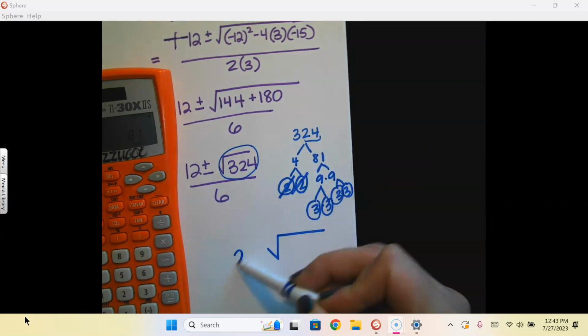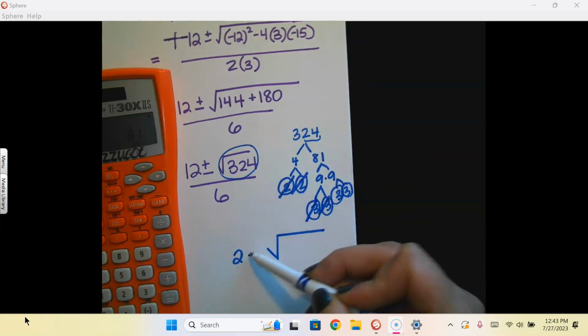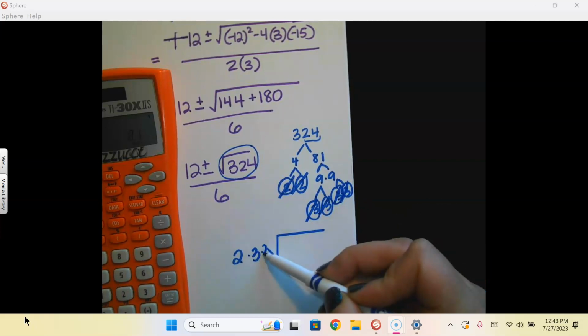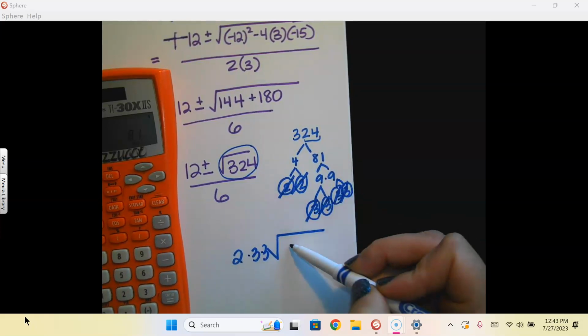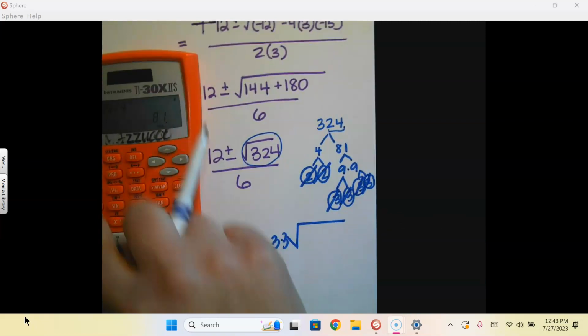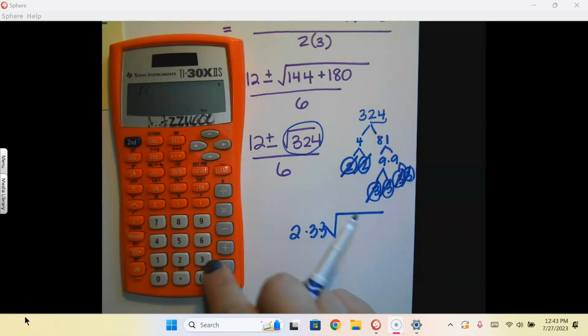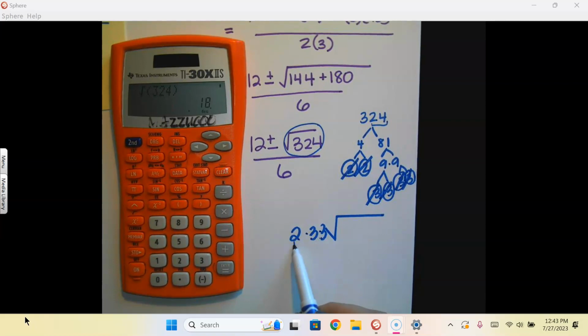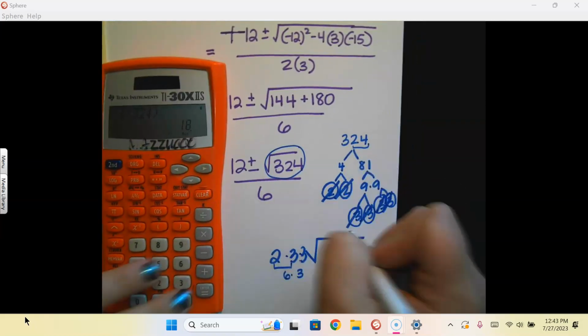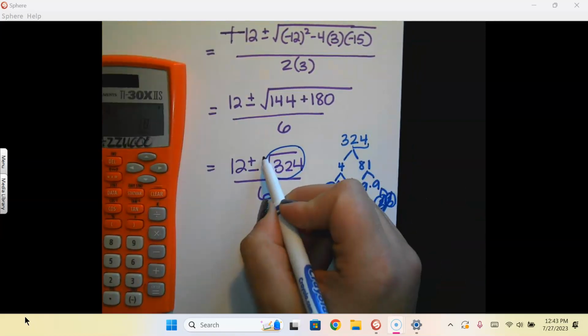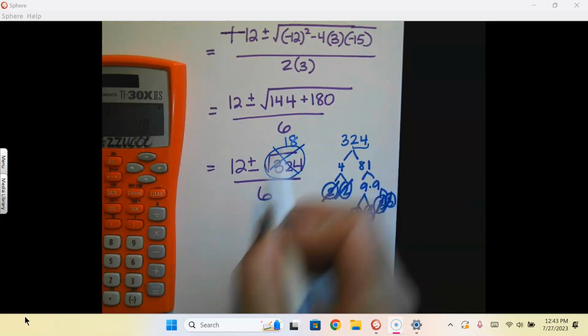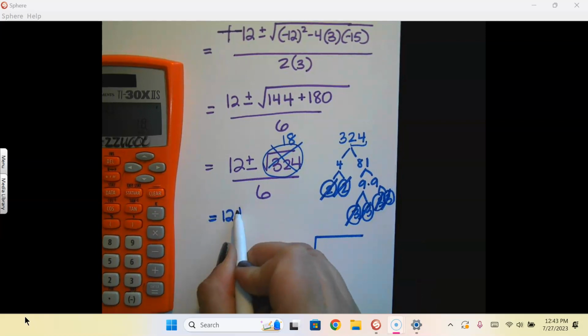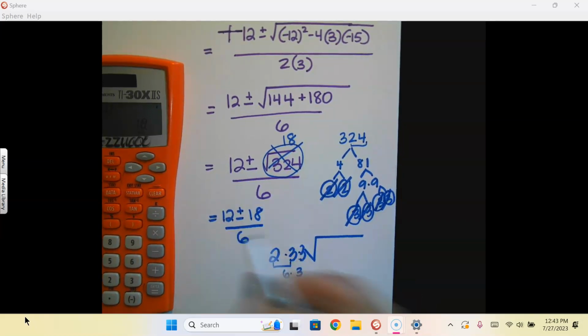So these 2 pair up, 1 survives, these 2, 1 survives, these 2, and there would be no factors left inside the radical. So that means that if I had just put the square root of 324 in my calculator, it's a perfect square. It's 18. And that's what we get here, because 2 times 3 is 6, 6 times 3 is 18. So I didn't even need this, I could have just put it in my calculator. So this is 18 right here. So we'd have 12 plus or minus 18 all over 6.